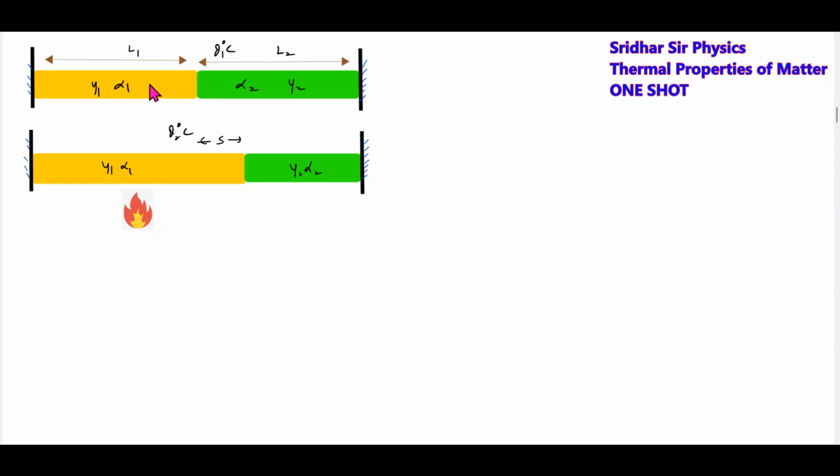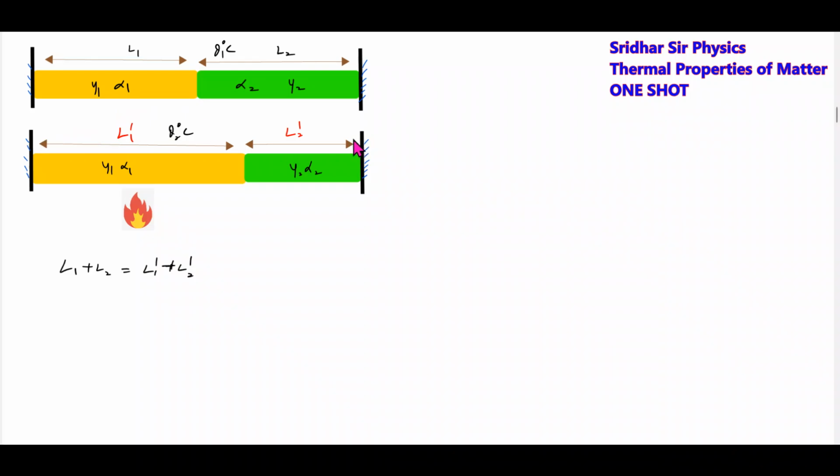So as I increase the temperature, both the rods will expand. What about this rod? It has thermal expansion and thermal compression. What about this rod? It also has thermal expansion and compression. Now let's talk about the new lengths. The new length of this will be L1 dash, and let this be L2 dash. What will be the total length? L1 plus L2 should be equal to L1 dash plus L2 dash.